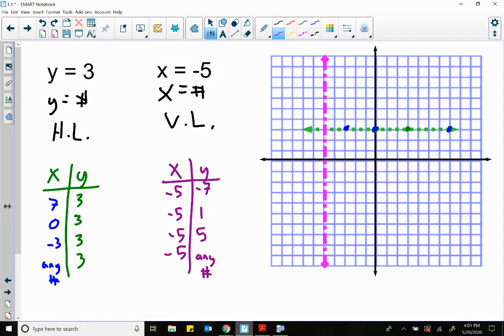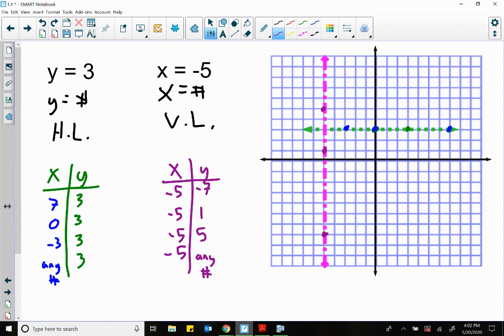So again, if I go and graph this, -5, -7, -5, 1, -5, 5. Should be 3, 4, 5. Yeah, right there. And again, if I connect all those dots, what did I make?